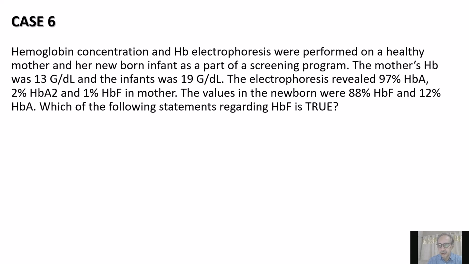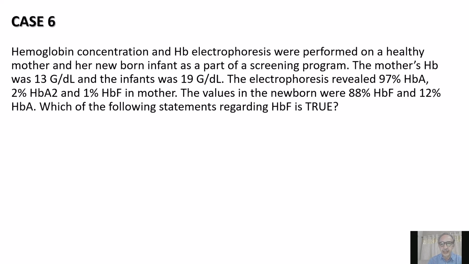Newborn again normal. The newborn has a high reticulocyte count and high HbF. HbF is 88%. HbA is less and gradually it is replaced. In a few weeks to a few months, the newborn's HbF is replaced by HbA. HbF is normally present in intrauterine life because HbF is designed to carry more oxygen in a hypoxic state in the intrauterine life. Now let us see the question and the options.